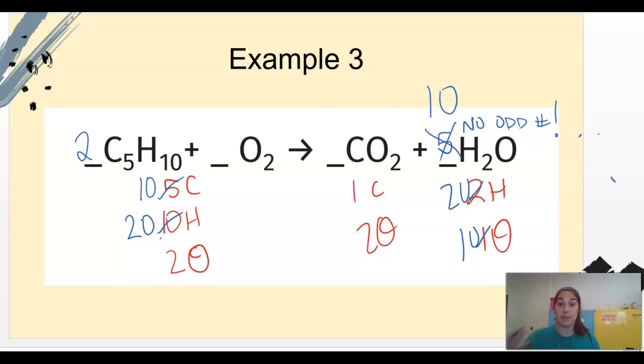So whenever you need to double the coefficient for water, double your fuel. Just do it right off the bat. Double your coefficient for water, double your fuel. Done. All right, so now hydrogen's done. Okay, so that was where that little extra step comes in.